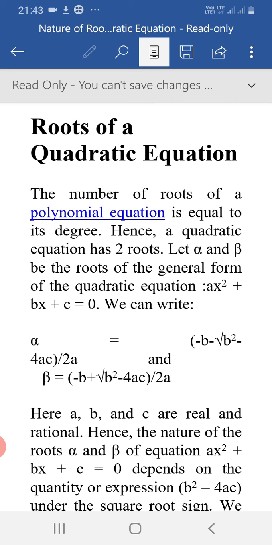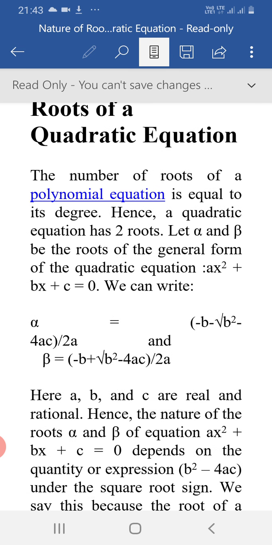Today I am going to discuss a module, roots of a quadratic equation and the nature of roots. The number of roots of a polynomial equation is equal to its degree. Hence, a quadratic equation has two roots. Let alpha and beta be the roots of the general form of the quadratic equation ax square plus bx plus c is equal to 0.